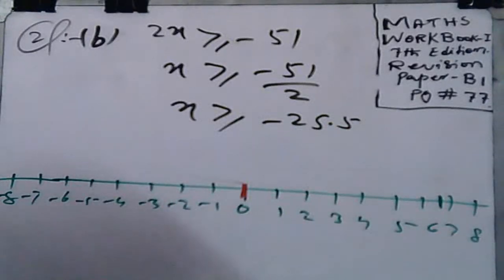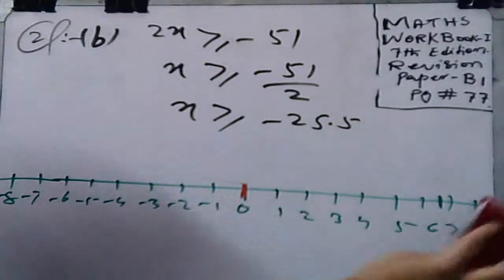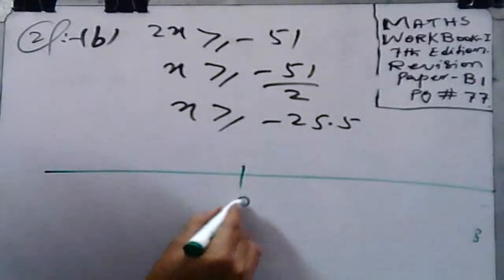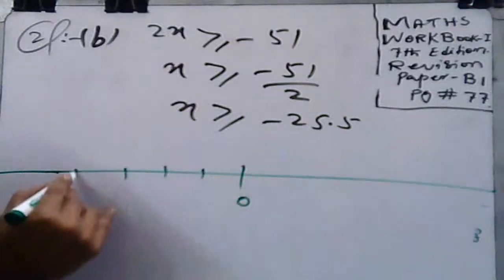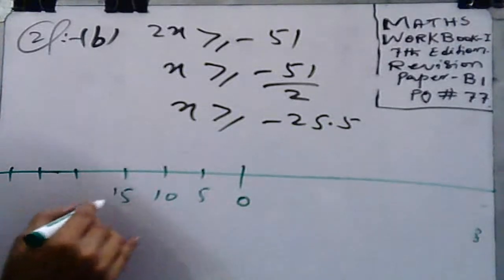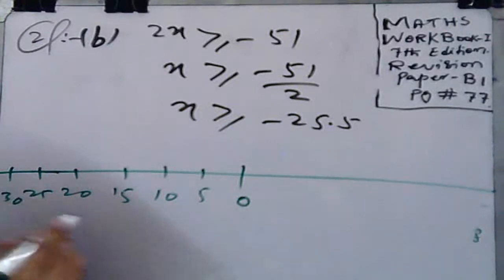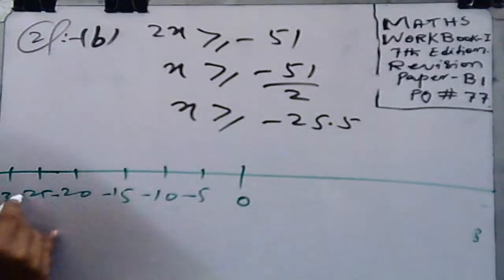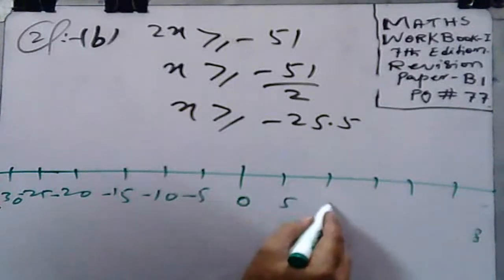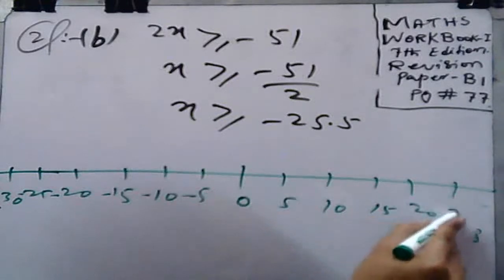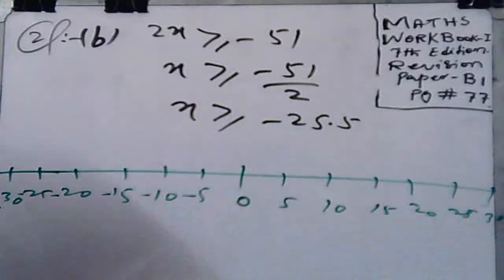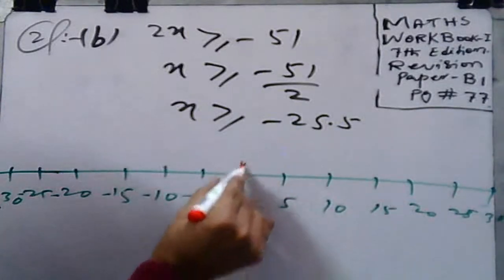If we draw the graph on a number line, as you can see here, that one is 0. Then 1, 2, 3, 4, 5, 6, that is 5, 10, 15, 20, 25, 30 on the negative side. Similarly 1, 2, 3, 4, 5, that is 5 positive, 10 positive, 15, 20, 25 and then 30. So you have to draw the number line. How can you draw the number line?